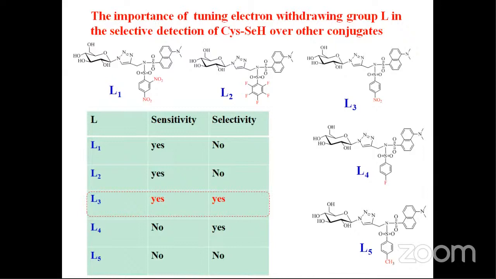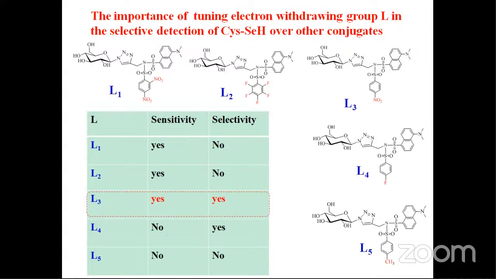I am studying all these molecules and compiling the data here. If you look at L1, that is the dinitro derivative. This dinitro derivative is sensitive towards both cysteine as well as selenocysteine. So by using L1, we cannot differentiate cysteine from selenocysteine. There is no selectivity, because it reacts with both compounds.